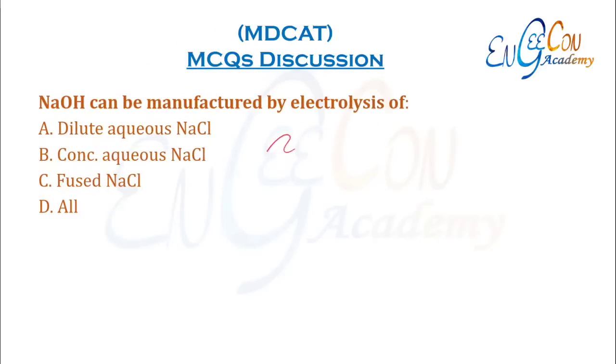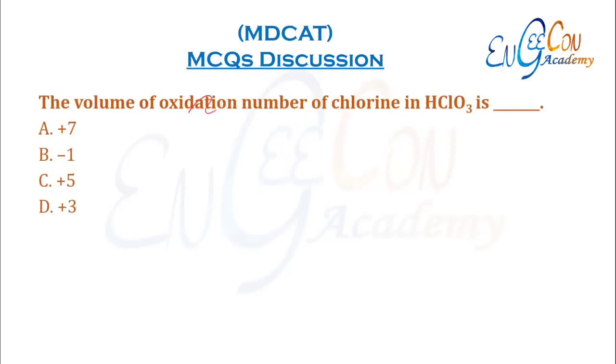NaOH can be manufactured by electrolysis of. So whenever we take concentrated NaCl, hydrogen is deposited at the cathode and Cl minus is deposited at the anode. So we are left with NaOH solution. So NaOH is manufactured by concentrated aqueous NaCl. The oxidation number of chlorine in HClO3 is, so in HClO3, hydrogen is +1, 1 oxygen is -2, 3 oxygens are -6, so chlorine is +5. So C is the correct option.